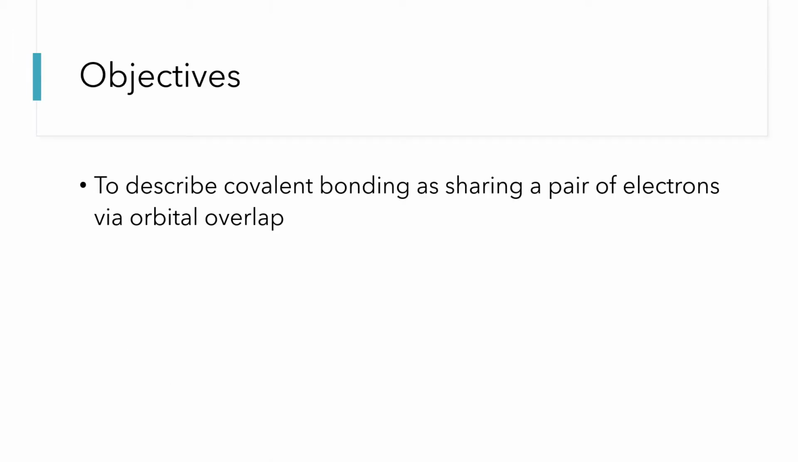Our first objective will be to describe covalent bonding as sharing a pair of electrons via orbital overlap. We've got a slide further down that's going to show exactly what we mean by orbital overlap, but the basic idea is simply that if two orbitals from two different atoms spatially overlap, then the electrons can occupy both orbitals at the same time, and then those two atoms will share that pair of electrons.